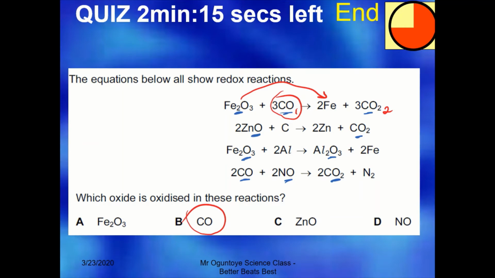So zinc oxide is reduced to zinc, removal of oxygen. Iron 3 oxide is reduced to iron, removal of oxygen. Carbon monoxide here is changed to carbon dioxide. You can see that is an addition of oxygen from 1 to 2. So the answer is carbon monoxide.